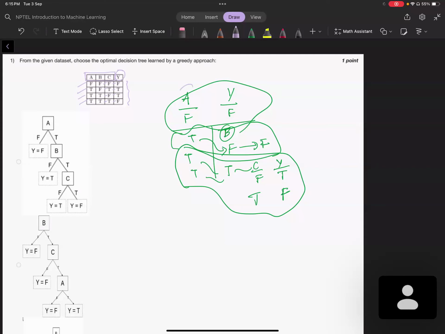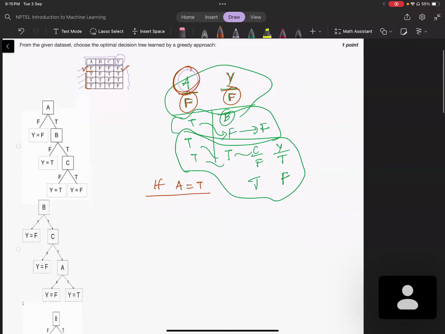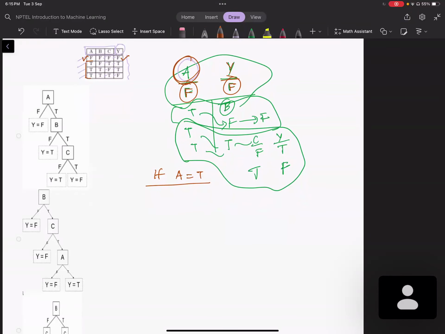So if I base my decision on A, if A is false, then my Y is false. But if A is true, I'm just trying to make a rule out of it. If A is true, then the value of Y is not fixed.